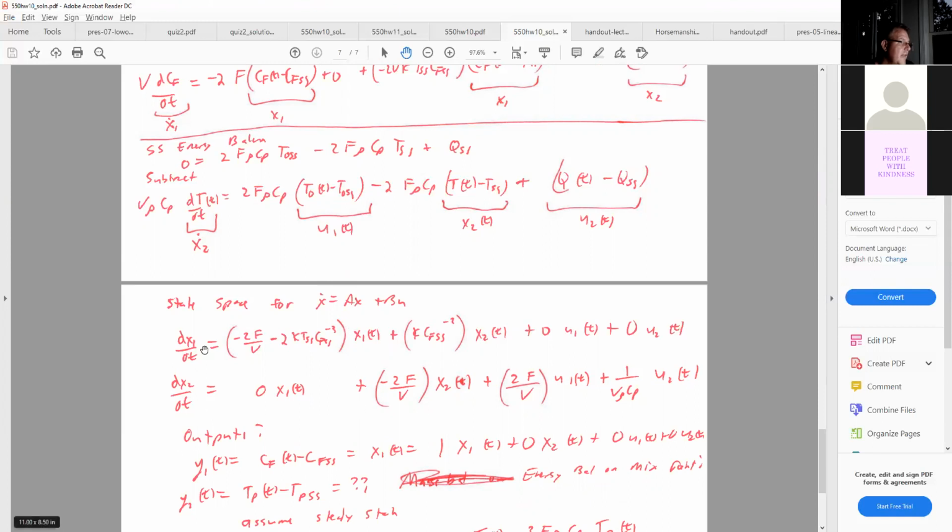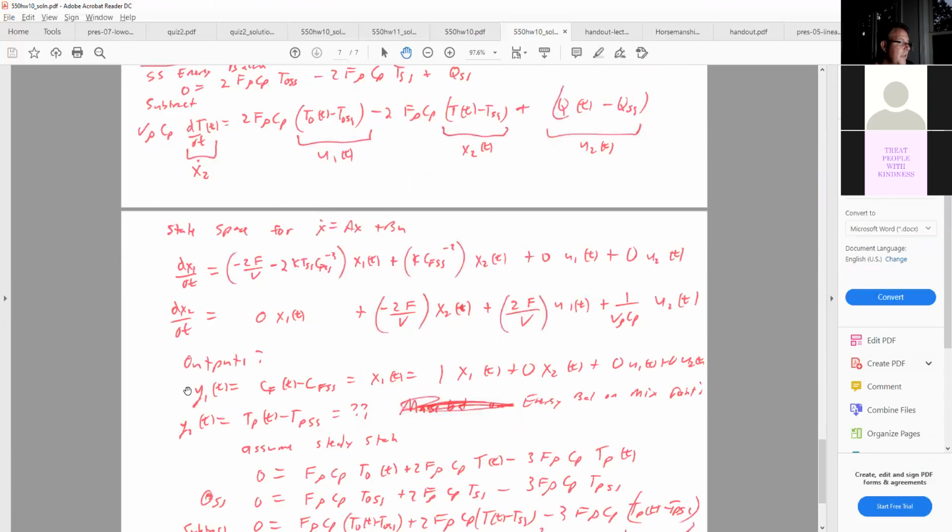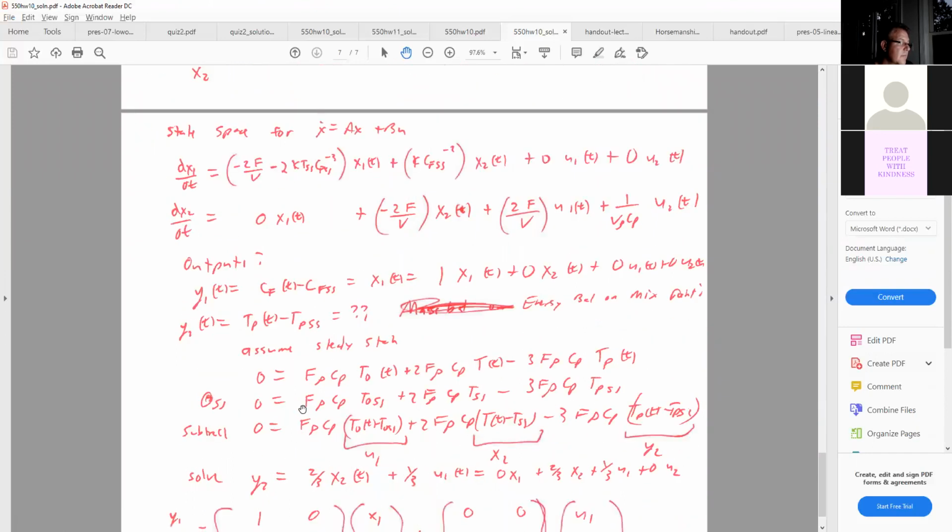So we can simulate how things change if we know the initial conditions for the concentration and temperature, and we know how the feed temperature and the steam change with time. This is two differential equations. But then the output equations tell us what we can actually observe in the real system. So with the output equations, you can measure the deviation concentration, which is just a state. You can measure the deviation product temperature.